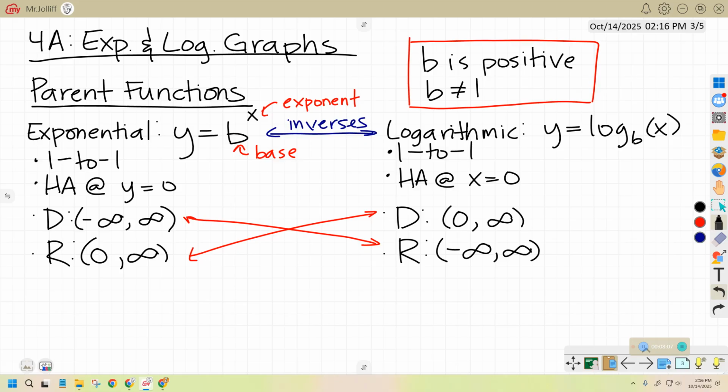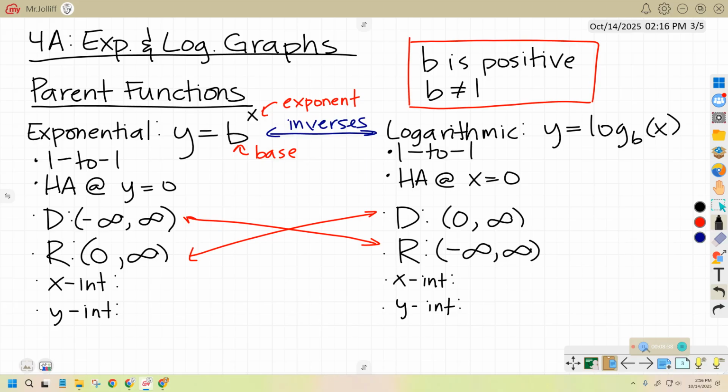Okay, we've got asymptotes, we've got domain and range. Let's look at our intercepts next. Intercepts help us graph. So x-intercept, y-intercept. We'll start with our exponential parent function.